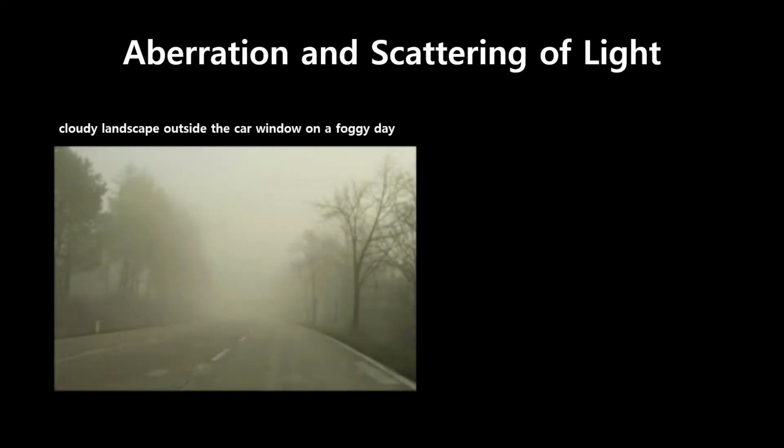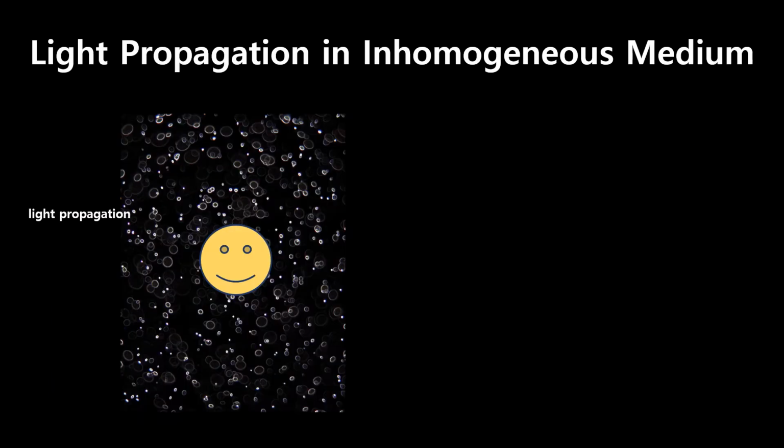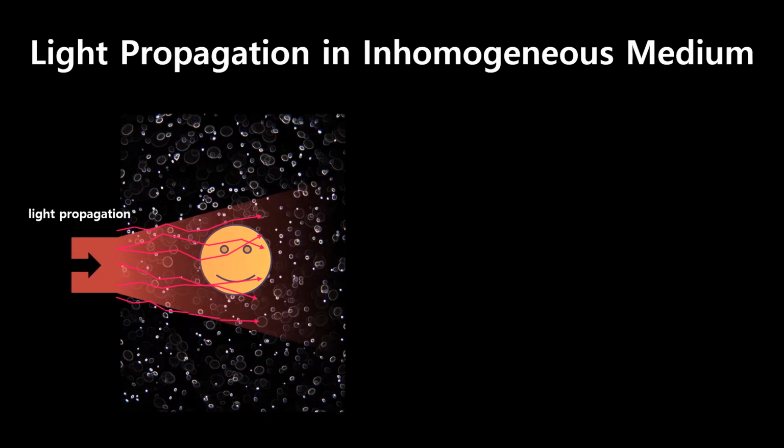We have been in a car at some point looking outside through the window. The water vapor in the fog makes objects blurry or invisible, and objects seen through water droplets on the window look distorted. As light passes through the turbid medium, the wavefront of light is distorted due to the spatial variation of the refractive index of the medium.